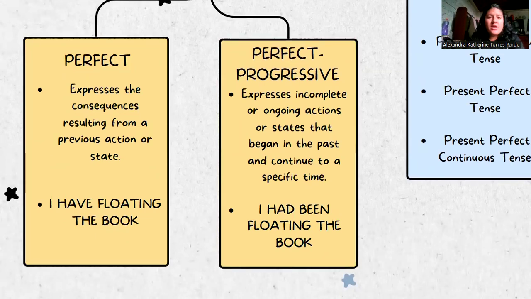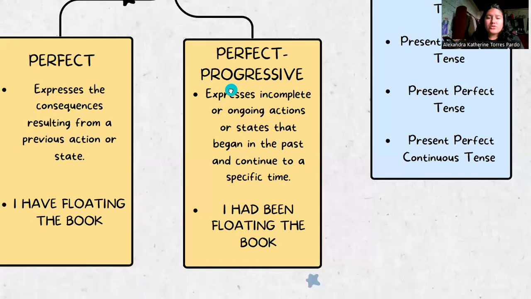For example, I have floated the book. The use of the perfect aspect in "I have floated the book" focuses on the end result of my floating the book, my having floated the book, as opposed to the process of floating the book. The formula for forming the present perfect is simple present to have plus past participle. The formula for forming the past perfect is simple past to have plus past participle.